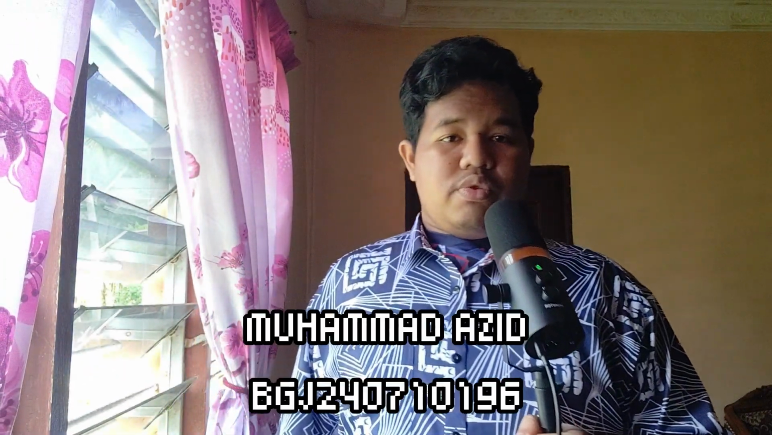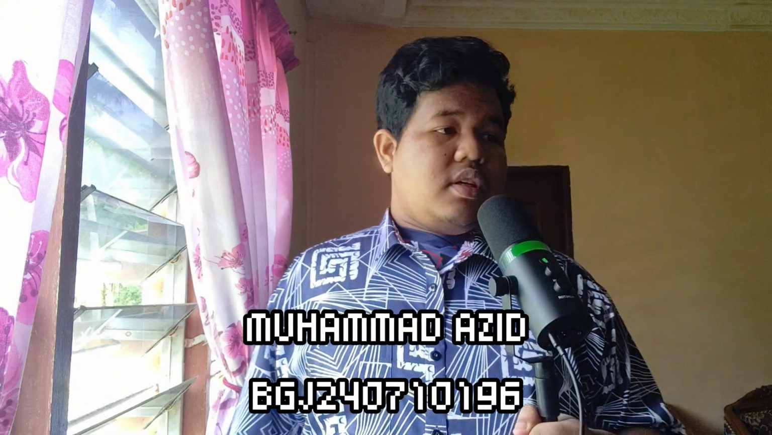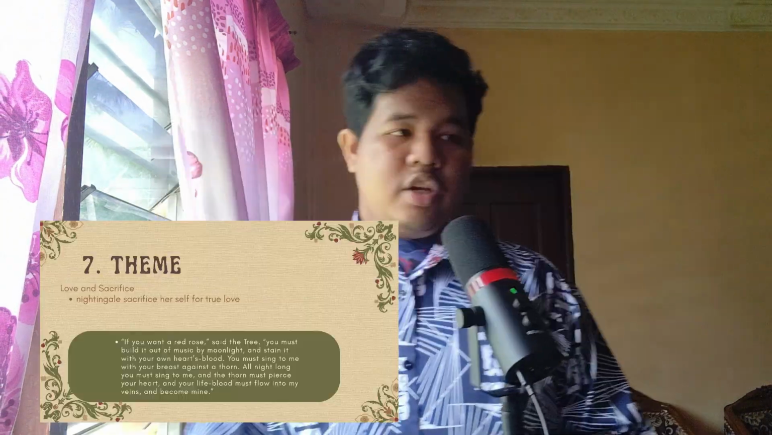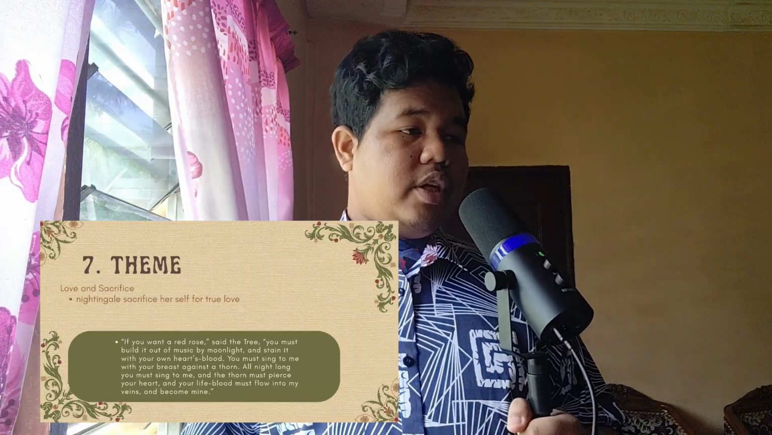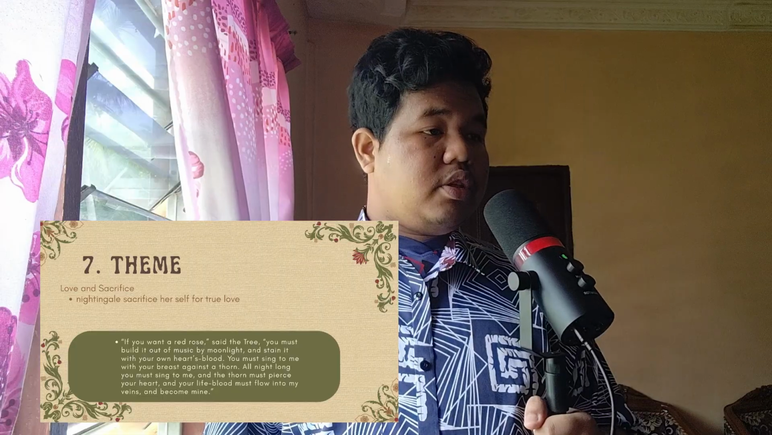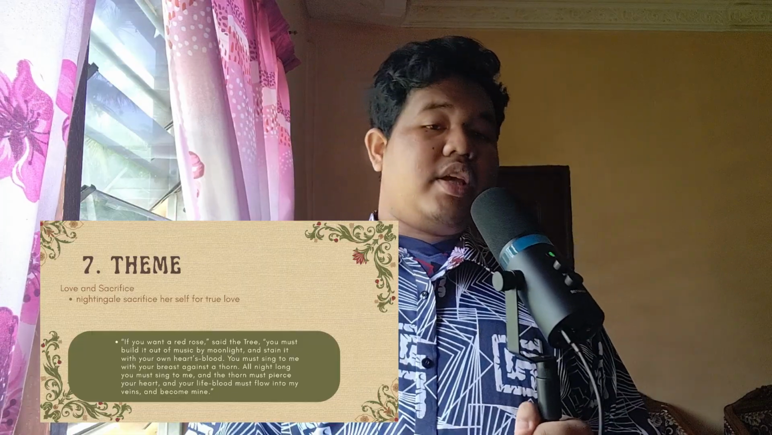After the analysis that we did, we figured that the theme is love and sacrifice. We can see the theme of love and sacrifice when the Nightingale sacrificed herself for true love. As we can see in the short story, said the tree, if you want the red rose, you must build it out of music by moonlight and stain it with your own heart's blood. You must sing to me with your breast against the thorn. All night long you must sing to me, and the thorn must pierce your heart, and your lifeblood must flow into my veins and become mine.